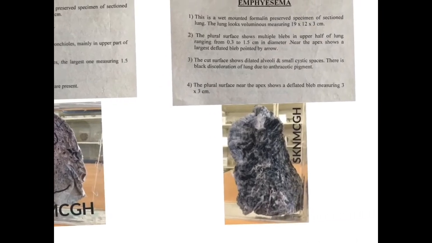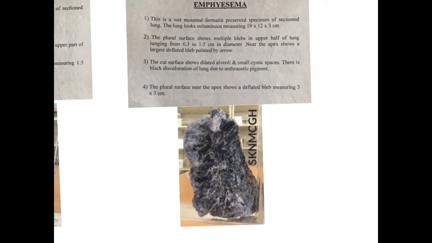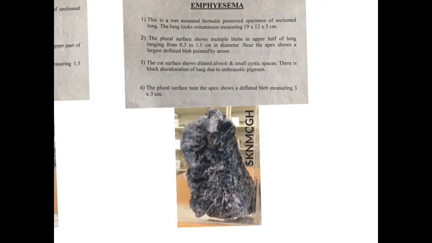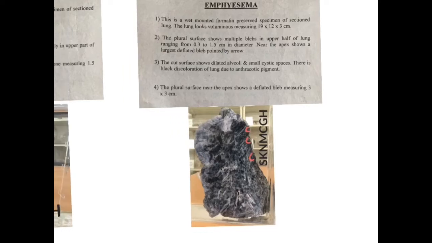Coming to the emphysema specimen, which is also a cut section of the lung showing mild pleural thickening, but the important thing is it is showing bleb formation which are subpleural and measuring around 0.3 to 1.5 centimeter in diameter. The lung is voluminous, so that is an important term in case of emphysema, that is the volume of the lung is increased in case of emphysema.